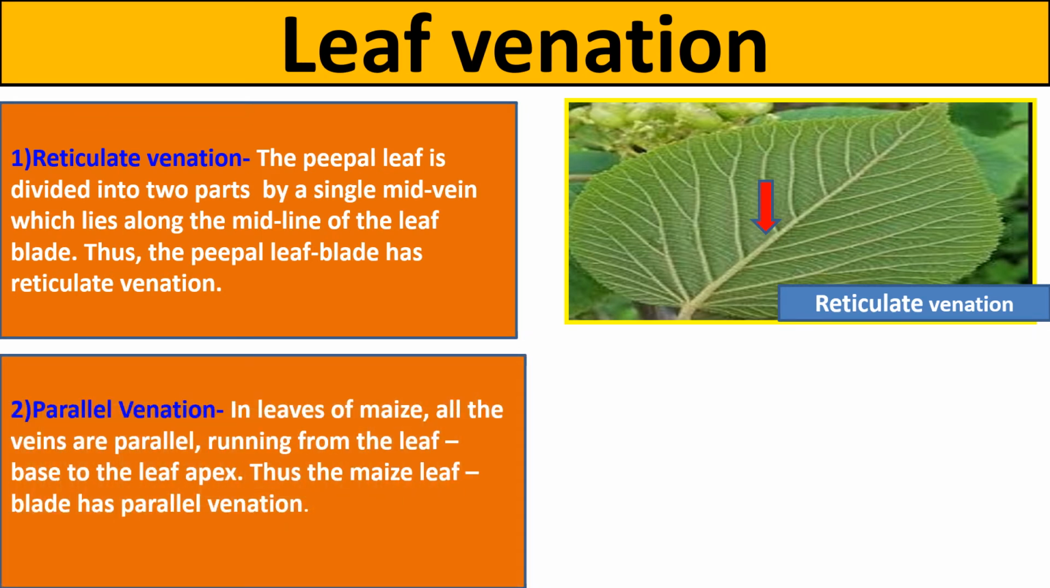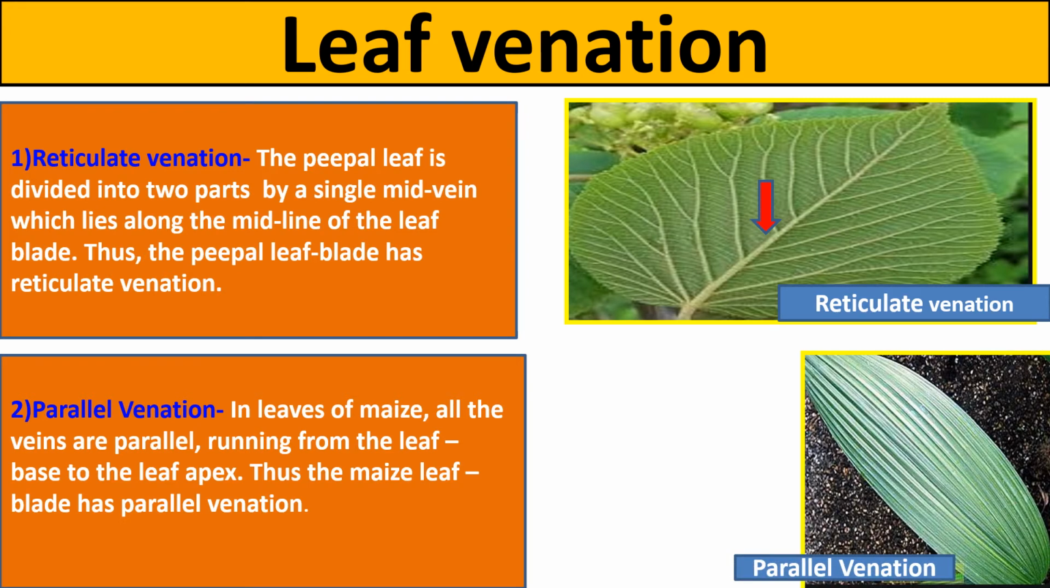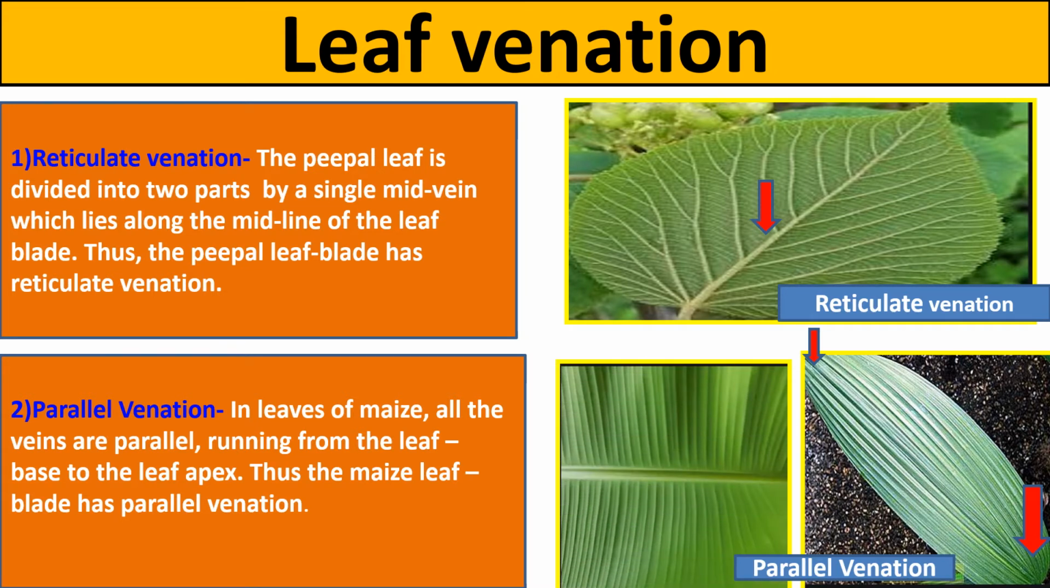Now parallel venation. So in leaves of maize, all the veins are parallel. Parallel means side by side, running from the leaf base to the leaf apex. So it starts from the leaf base to leaf apex and they are parallel side by side. So thus this leaf shows parallel venation.